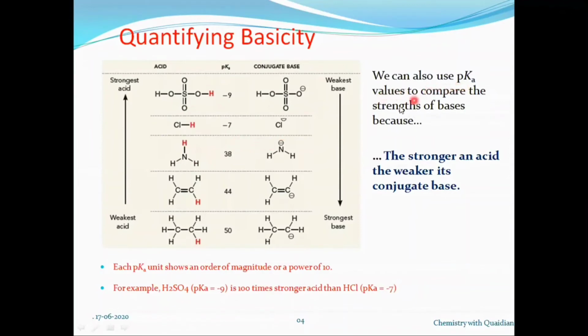We can also use pKa values to compare the strength of bases because the stronger the acid, the weaker its conjugate base will be. So if the pKa value is low, the acid will be strong and its conjugate base will be weak. So pKa is related inversely to the strength of the acid and directly to the strength of the conjugate base. The greater the pKa value, the stronger the conjugate base and the weaker the acid. So the stronger an acid, the weaker its conjugate base, and we know this information from the pKa value.